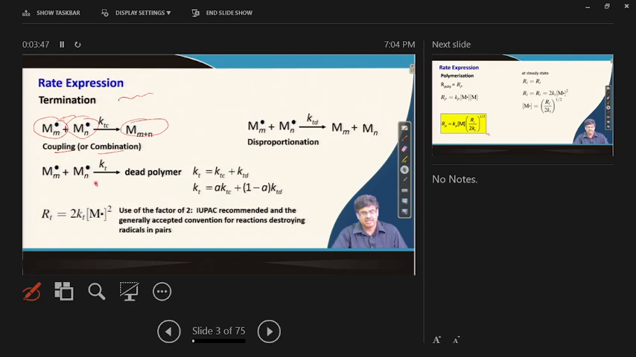Obviously, if there are big chains and after termination they are combined, it will make a bigger chain, and the degree of polymerization increases 2 times, it will just be double. That's why, as we discussed last week, at the end of conversion Xn increases drastically. If you plot the graph between Xn and conversion, it will look like this. At the end of the reaction, it increases fast.